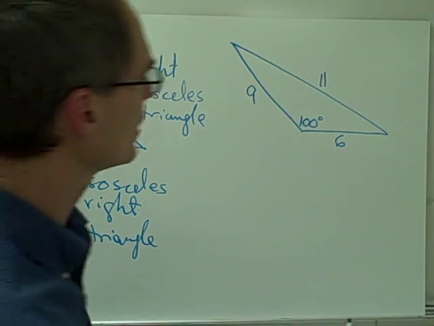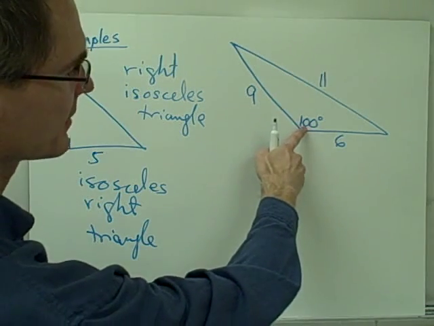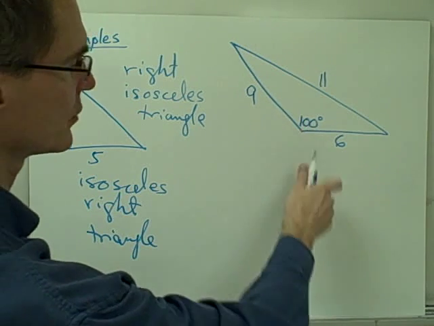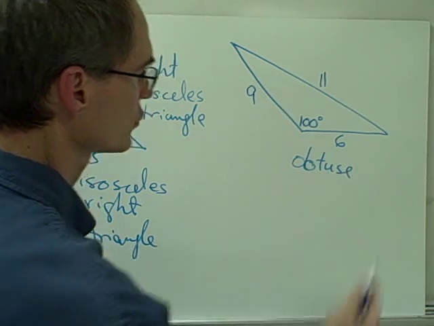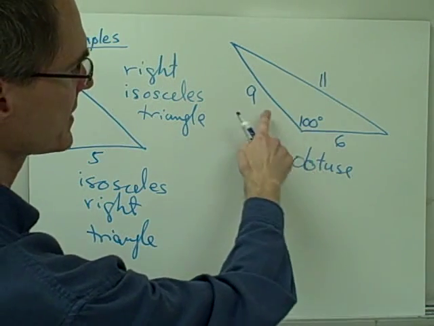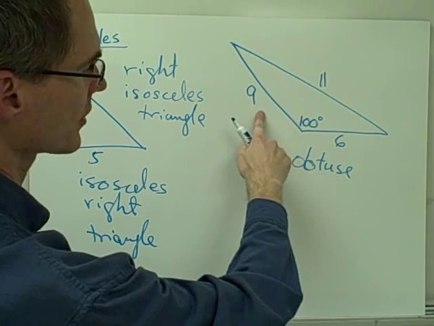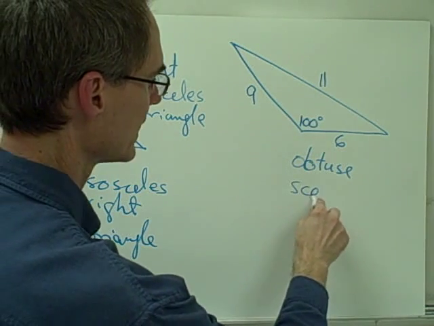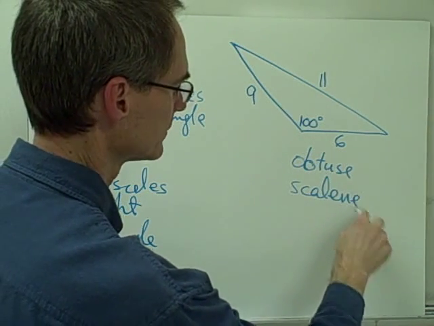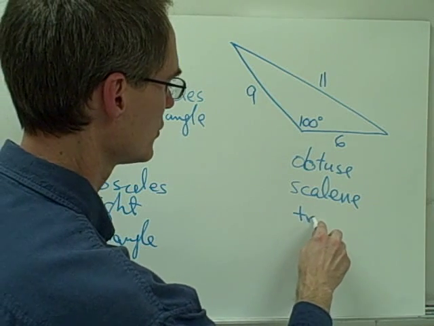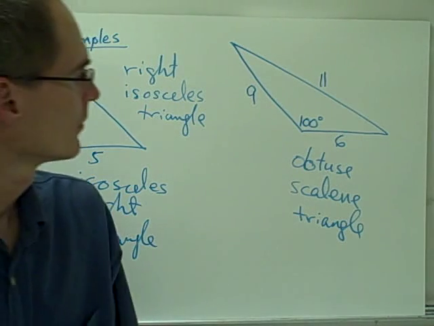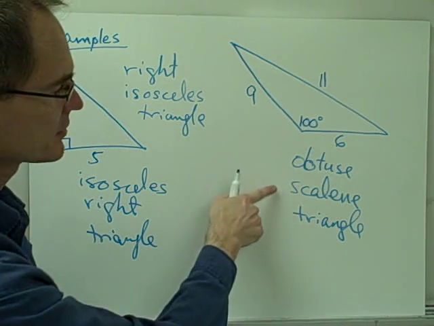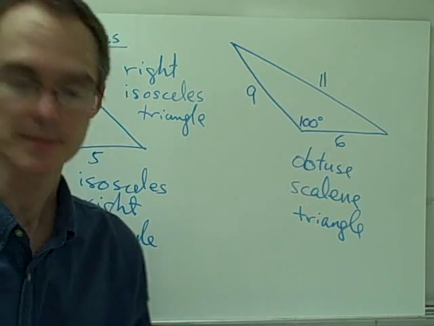So here's an example of another triangle, and I can see by this angle here, since it's greater than 90 degrees, this must be an obtuse triangle. And since I see that none of the sides are congruent, it must also be a scalene triangle. So this is an obtuse scalene triangle. And I've classified it by its angles and also by its sides.